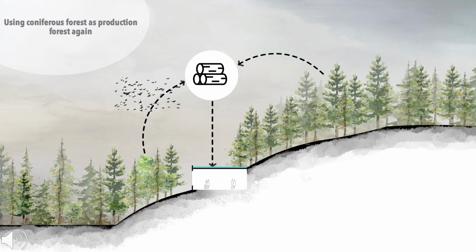But how are we going to bring about this transformation of nature? We can breathe new life into the typology of the production forest by converting the coniferous forest back into a production forest with wood for musical instruments as new export product. In this way, we still give economical value to the coniferous forest.